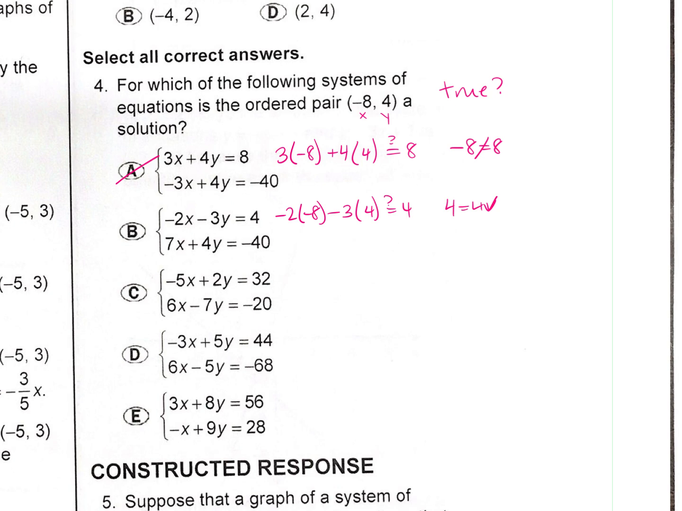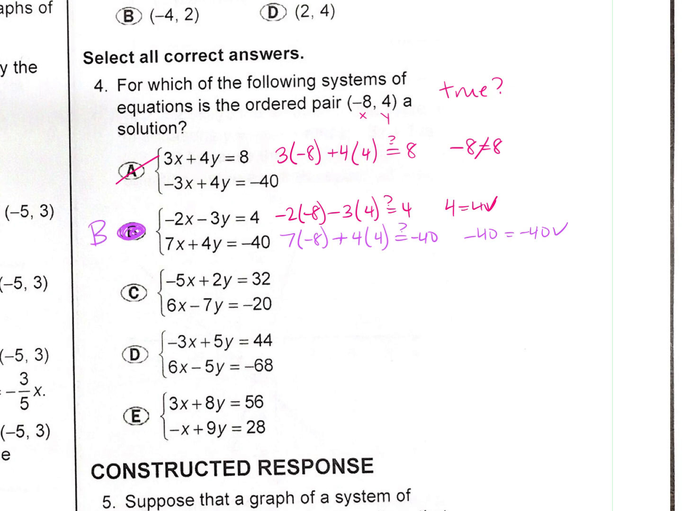Checking the next equation, we have 7 times negative 8 plus 4 times 4. We want to know, is that equal to negative 40? Well, that's negative 56 plus 16 is negative 40, which does equal negative 40. So that one is true, because both equations are true.